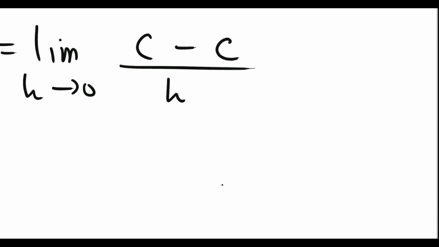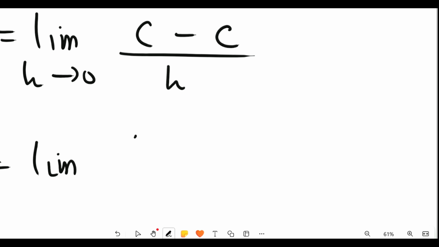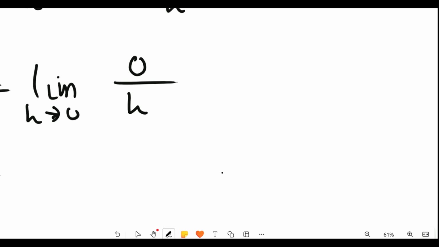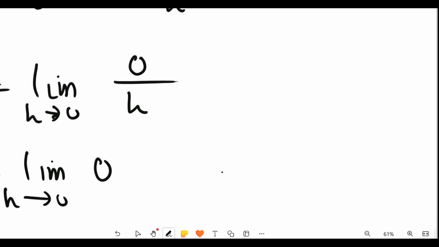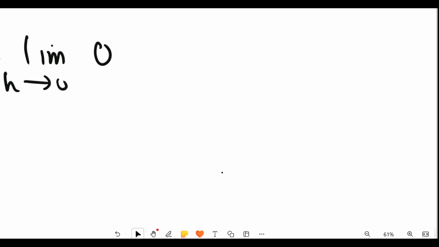So you can see that c minus c will give us 0. So the numerator becomes 0 divided by h as h approaches 0. So you'll be getting the limit of 0 as h approaches 0, because when you divide 0 by any number except 0, you are going to get 0. So this will give us a constant function. So the limit of any constant function is the same as the function. So this becomes 0.